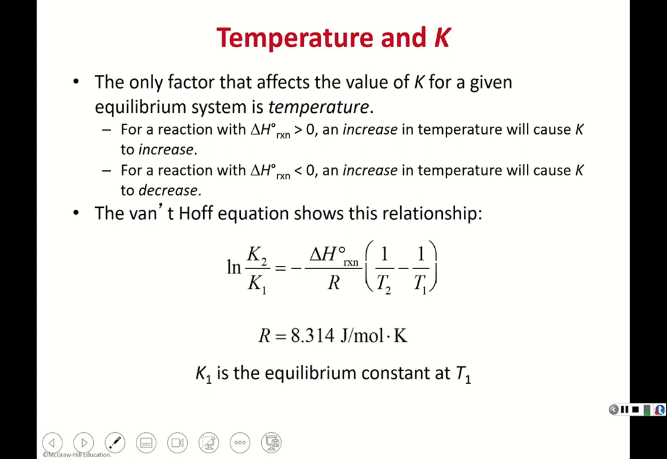And this is given by the van 't Hoff equation, where we are comparing two different states. The ln of K2 divided by K1 is equal to minus delta H of the reaction over R times 1 over T2 minus 1 over T1. So T2 is the temperature that gives equilibrium constant 2, and T1 is the temperature that gives equilibrium constant 1.